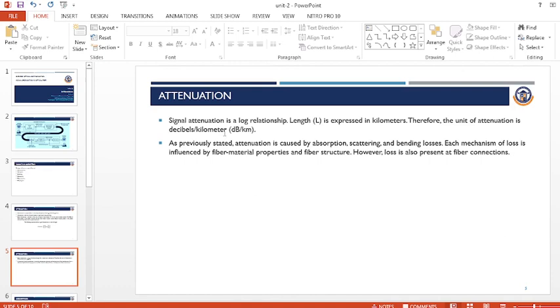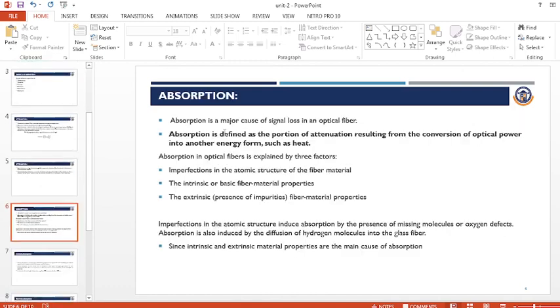Each mechanism, that is absorption, scattering, and bending loss, is influenced by the fiber optic material properties and the structure. Two important terms: fiber optic material properties and fiber structure. These two are the main contributors to the losses in the fiber optic cable. First one is absorption. Absorption is a major cause of signal loss in an optical fiber.